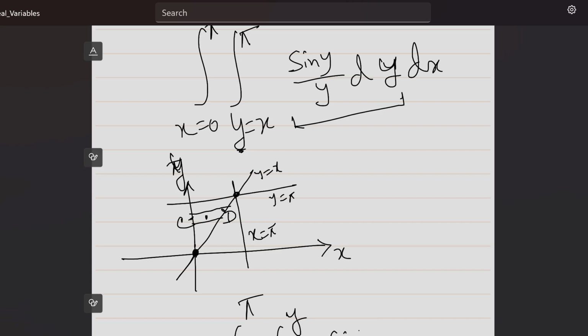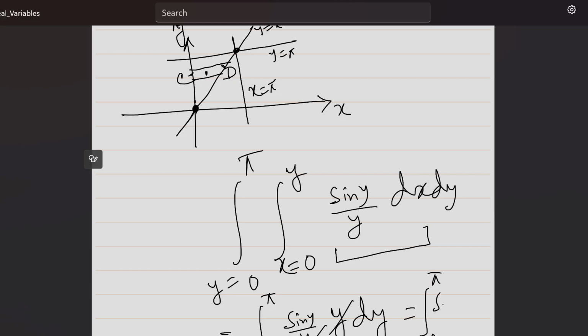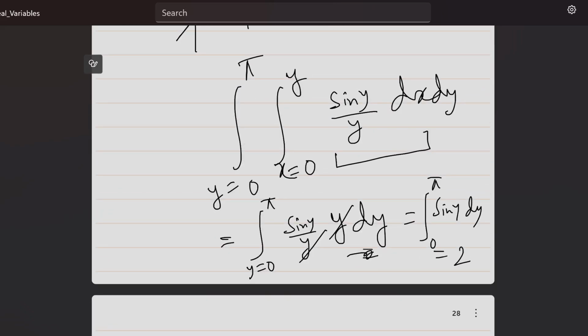But the function remains the same. You are just changing the order of integral, dx dy. So now you can integrate simply because it is x, so this y is treated as a constant. So y from 0 to pi, sin y by y into the integral of x, which is x. So it is x from 0 to y, so it is y. Understand? Okay. So y cancels out. So it is simply the integral from 0 to pi of sin y. It is 2, the answer.